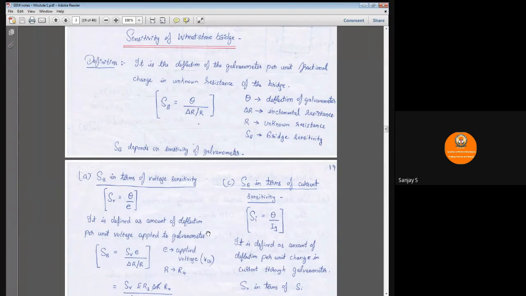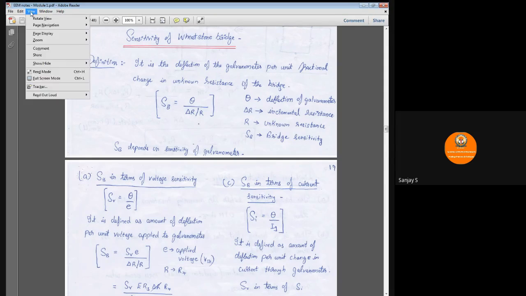So in today's session, let us start with sensitivity of Wheatstone bridge. So far we had covered balance condition of Wheatstone bridge. We had seen Wheatstone bridge under slight imbalance, and we had also seen expression when the bridge arms were equal. In today's session, let us continue with sensitivity of Wheatstone bridge.